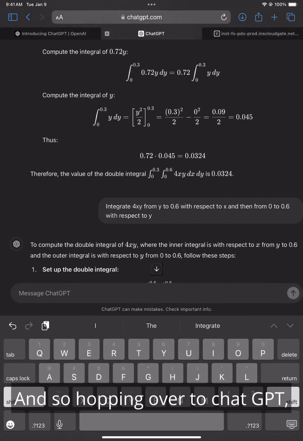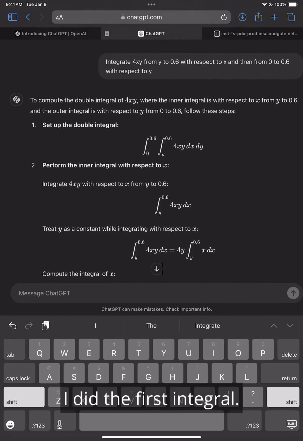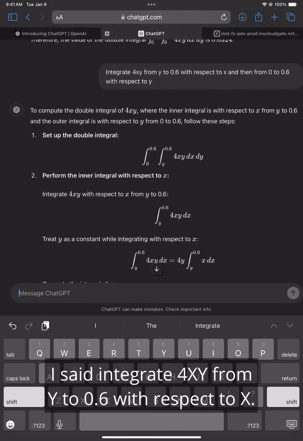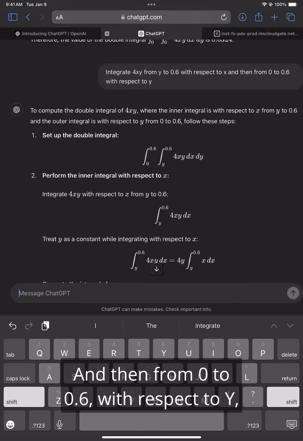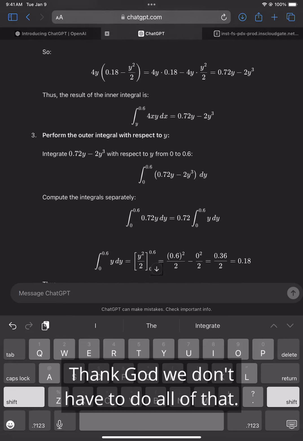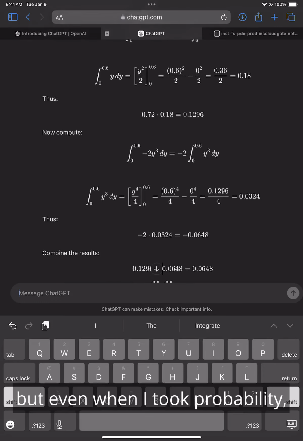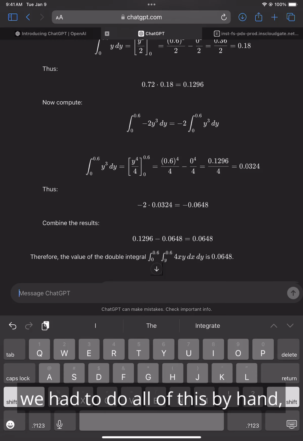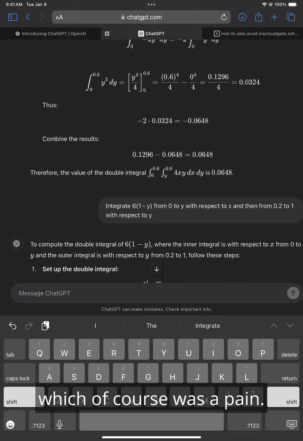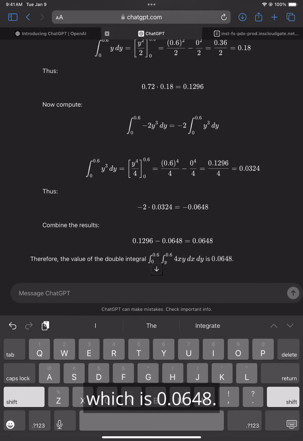And so hopping over to ChatGPT, I did the first integral, and so you could see my prompt here. I said integrate 4xy from y to 0.6 with respect to x, and then from 0 to 0.6 with respect to y. I'll scroll through all this work. Thank God we don't have to do all of that. So I'm not really that old myself, but even when I took probability, we had to do all of this by hand, which of course was a pain. And I'm just going to scroll down to ChatGPT's answer, which is 0.0648.